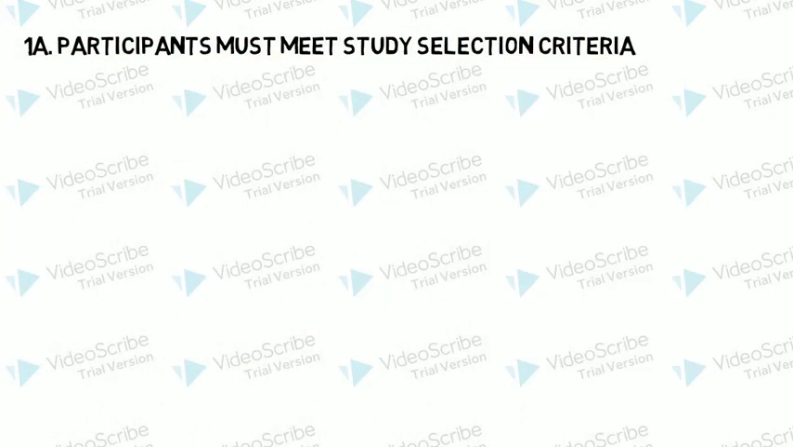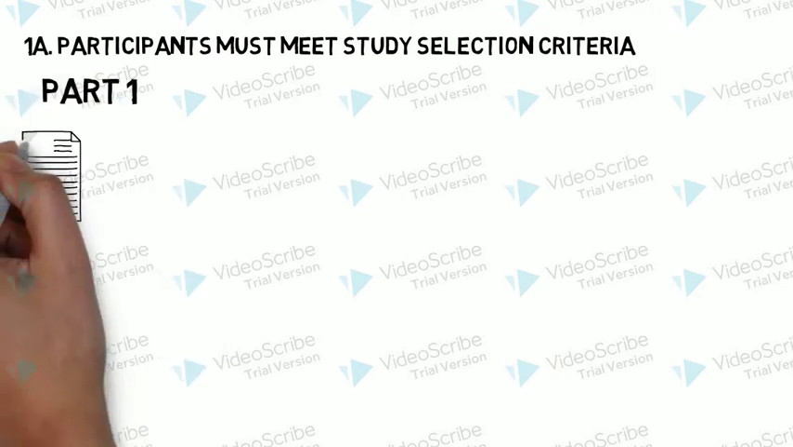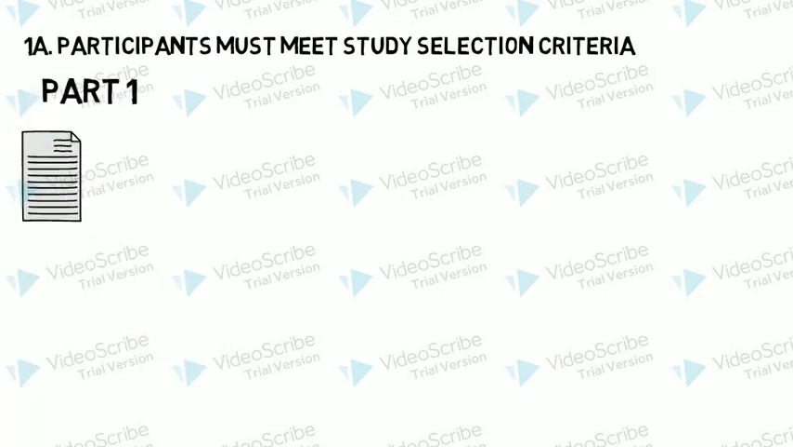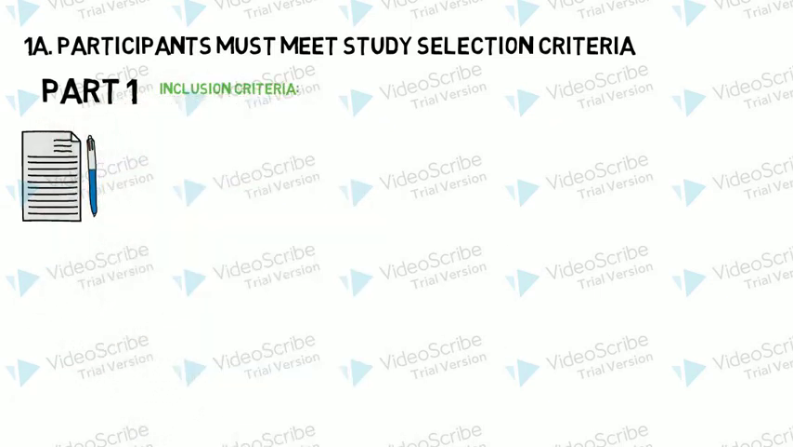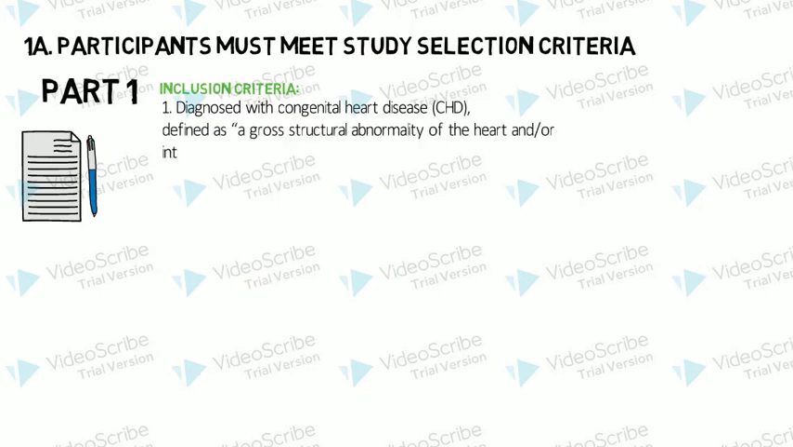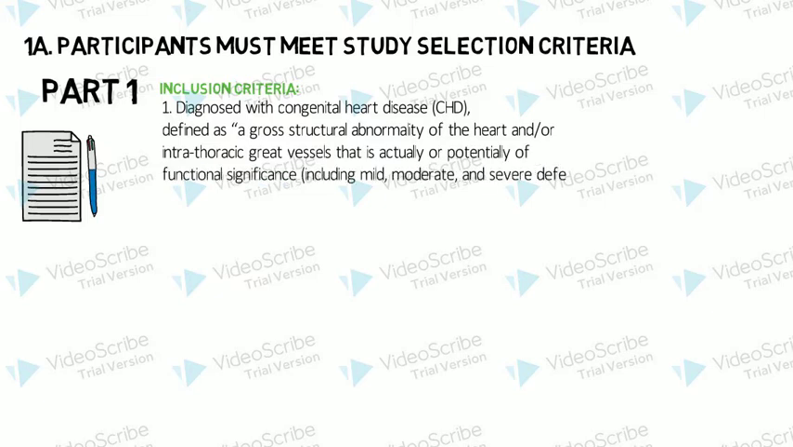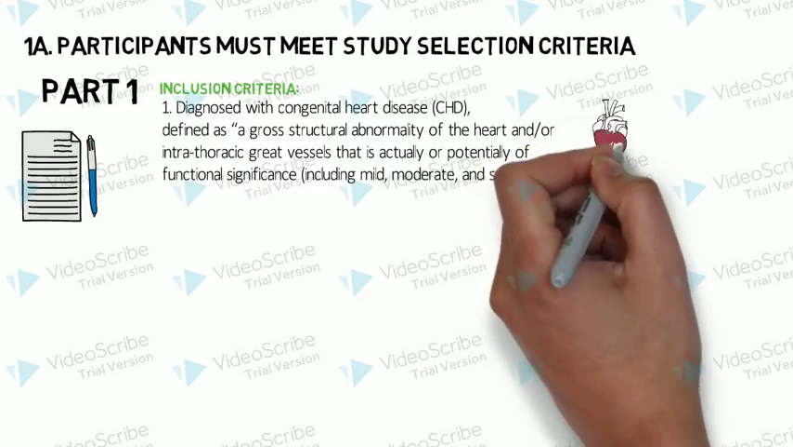For part 1 of the study, in which patient-reported outcomes are administered through self-report questionnaires, we handle the following inclusion criteria. A patient should be diagnosed with congenital heart disease, defined as gross structural abnormality of the heart and/or intrathoracic grade vessels that is actually or potentially of functional significance, including mild, moderate, and severe defects.